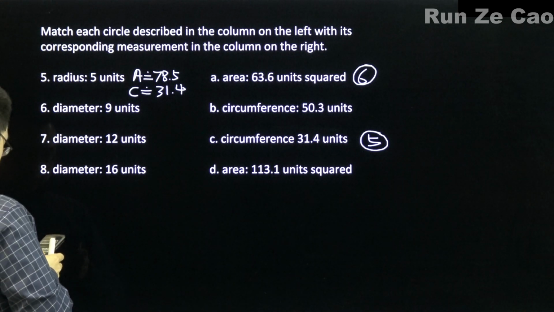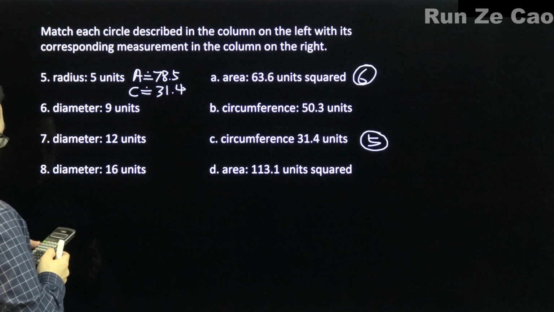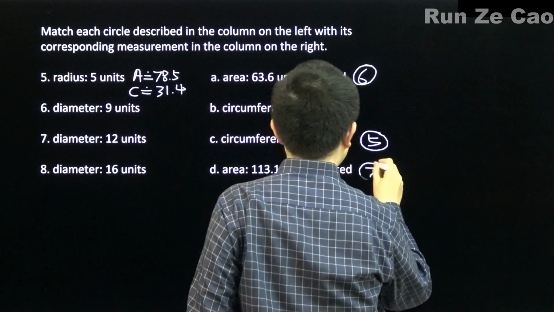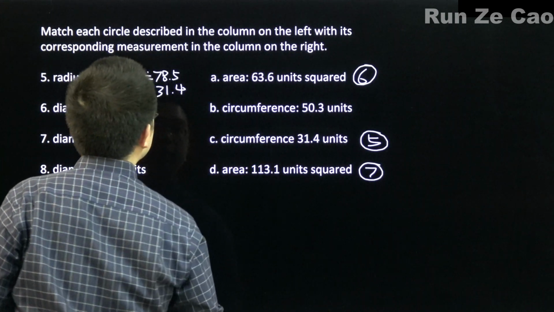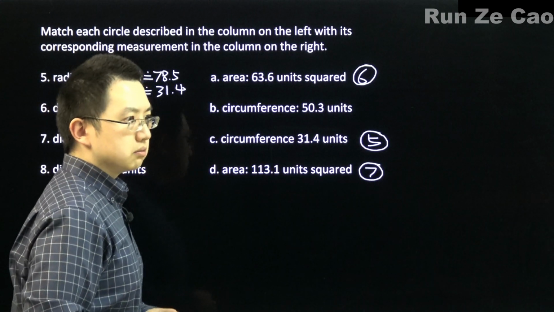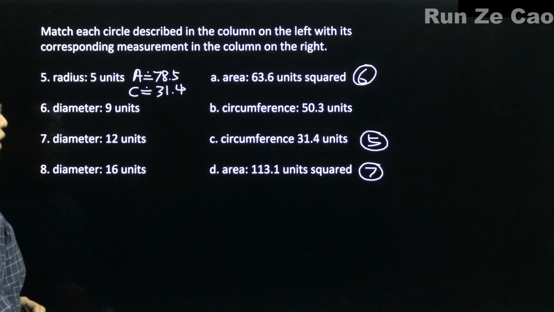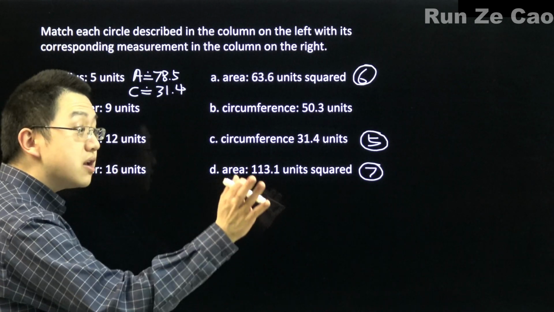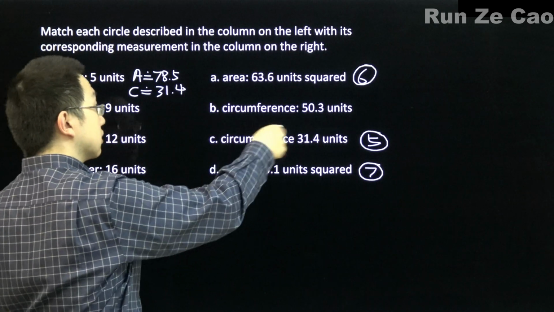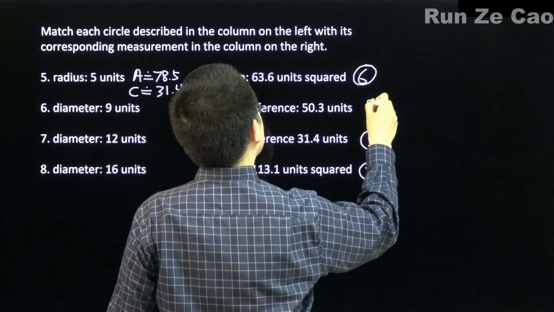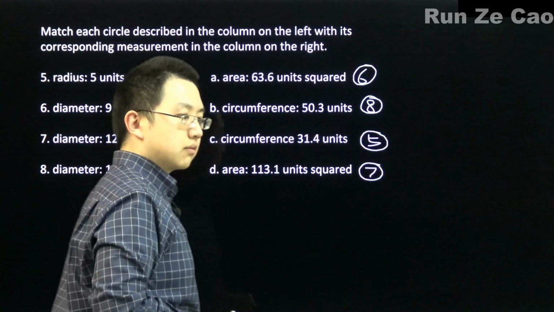6 squared times pi, 113.1. Yeah, this is number 7. And diameter 16 units. 16 times 3 is 48. 16 times 3.14159 and so on is going to be around 50-ish. Yeah, okay. So it's this thing.